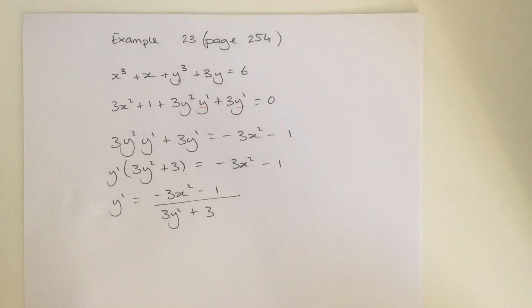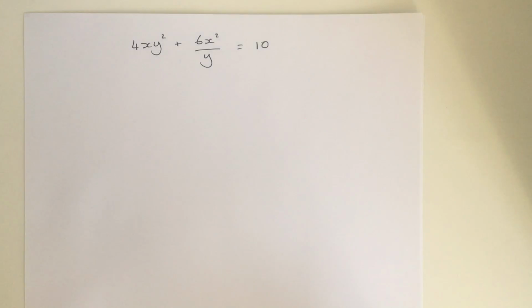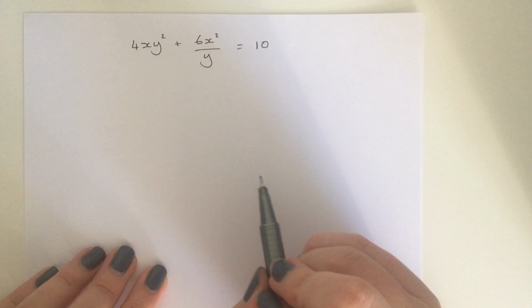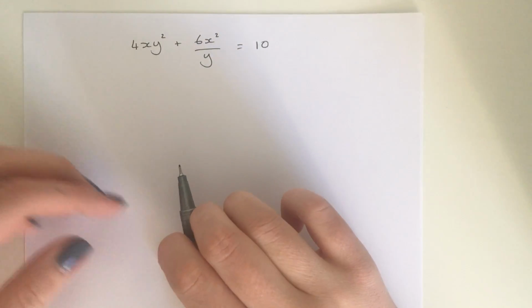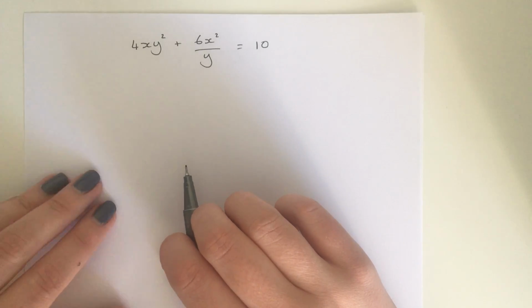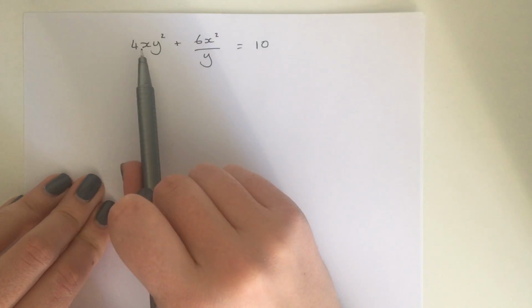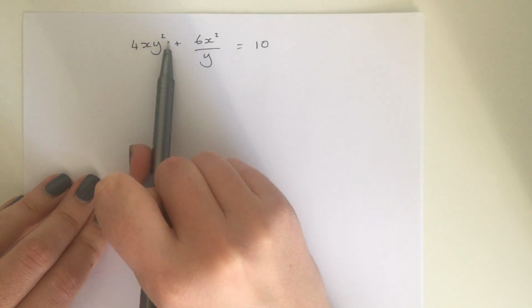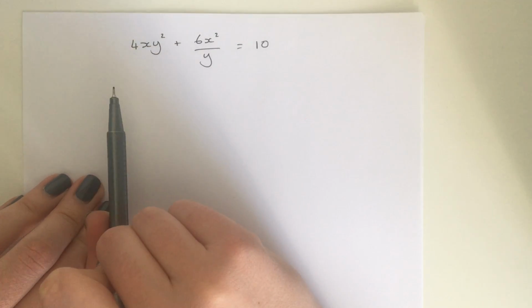Example 24. So example 24 is this function here. We're not just trying to find the derivative this time, we're trying to find the derivative at the point (1, 1). I'm going to start off by differentiating everything with respect to x. Here I can see I'm going to have to use the product rule because this is a function of x and this is a function of x, and I'm multiplying these two things together.